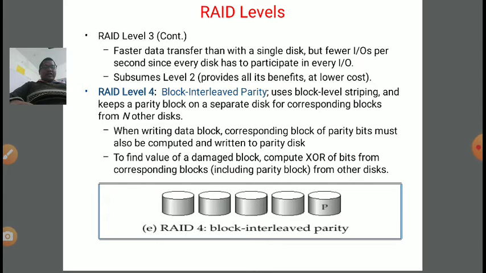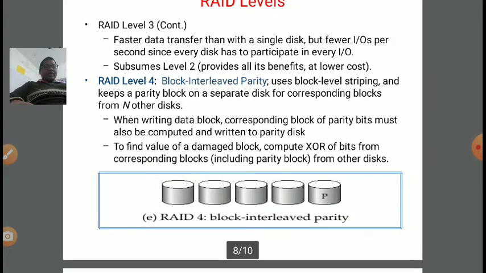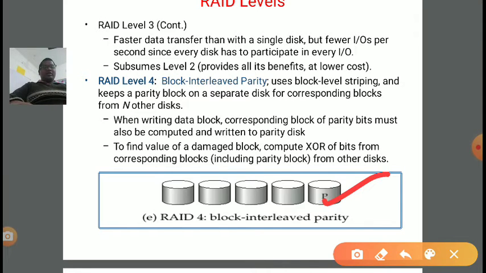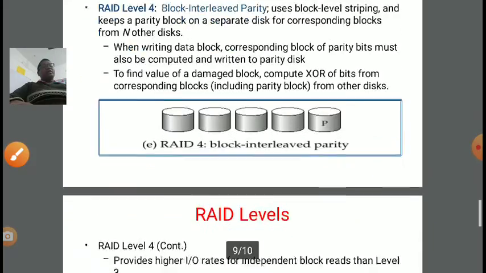Level 4 RAID is based on the block interleaved parity concept, and it uses block level striping and keeps a parity block on a separate disk for the corresponding blocks of the other disks. So when writing a data block, the corresponding block of parity bits must also be computed and written to the parity disk. So see, one parity disk is there and the others are all original, and it is based on block interleaved parity. To find the value of a damaged block, we have to compute the XOR of bits from corresponding blocks, including the parity block from the other disks, right?